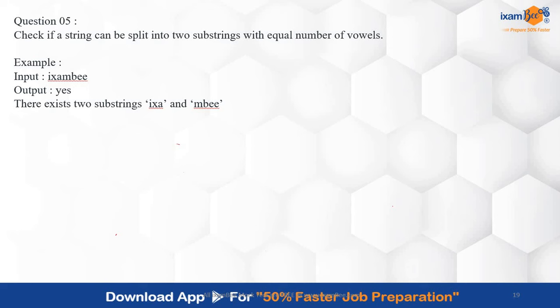So in the example, you have the solution as yes, because there exist two substrings, which are IXA and MBEE, where you have I and A as the vowels in the first substring, and double E as the vowels, count 2, in the second substring. So you will say yes, it can be divided into an equal number of vowels. Remember, the length of the substrings does not need to be equal. The number of vowels, even if they are repetitive in nature, should be equal.